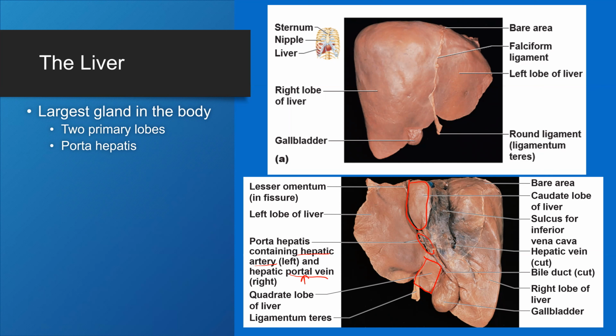And the hepatic portal vein is the blood vessel that brings blood rich in nutrients from your GI tract to your liver for processing, right? So when you absorb your nutrients into your bloodstream from your GI tract, those nutrients are first carried to the liver by what we call the hepatic portal vein, and it enters at the porta hepatis, this area where we have the artery and hepatic portal vein.